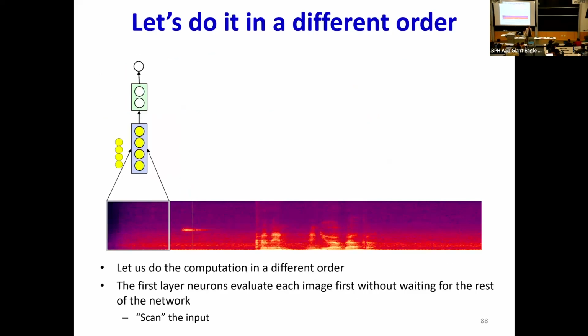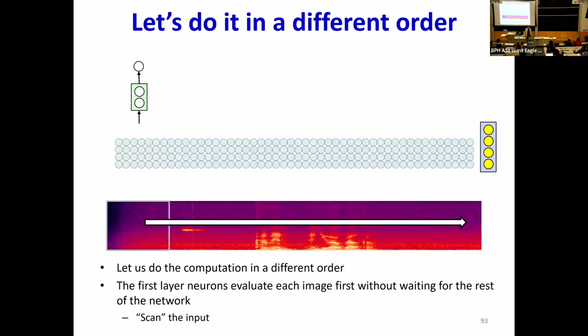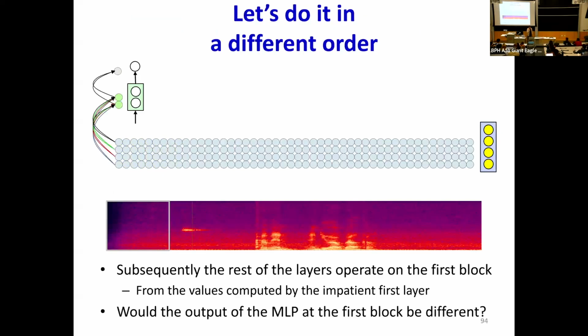Now, just suppose I do the computation differently. The first layer neurons compute their output in the first window, and then without waiting for the second layer neurons, they go off and do their job and compute all of the outputs for the entire input. And then at the first position, the second layer and third layer neurons now pick up the computational outputs that the first layer neurons have already computed. Is this output at time 1 going to be different than if the entire network had first operated on that block before moving on? Is it going to be different?